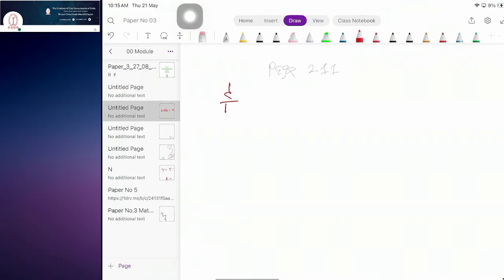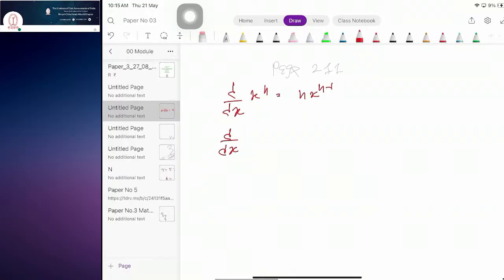Those rules are: d upon dx of x raised to n, you will get n x raised to n minus 1. Second rule is differentiating with respect to x, d upon dx, if it is 1 upon x raised to n, you have to write it down as n upon x raised to n plus 1 with negative sign attached to that.